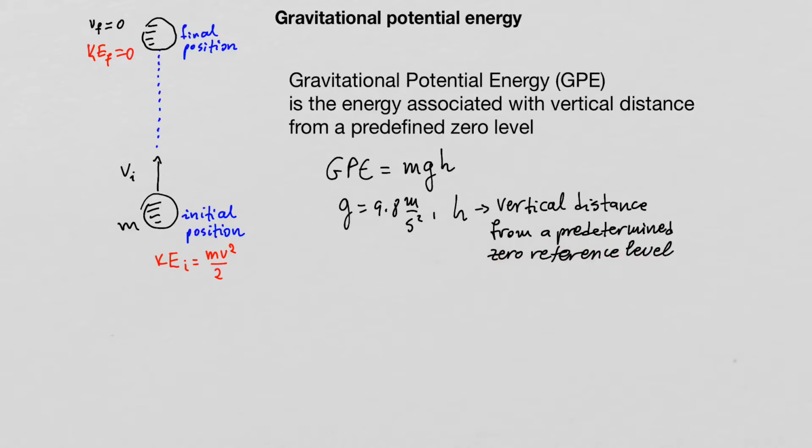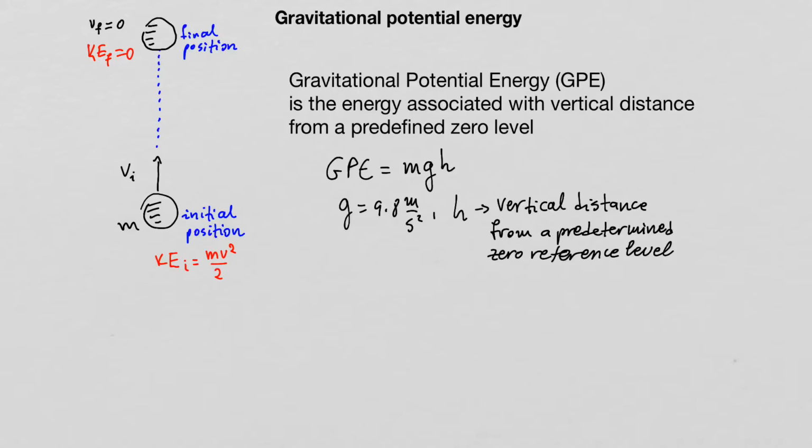So what is that predetermined 0 reference level? The predetermined 0 reference level would be any reference level that you want to measure the vertical distance from. For example, you may want to measure vertical distance of a moving object from the ground. So as the object is moving up or down, you just measure the distance from the ground, and the ground is your 0 reference level. At that reference level, the gravitational potential energy is 0. Above or below that level, the gravitational potential energy is not 0.